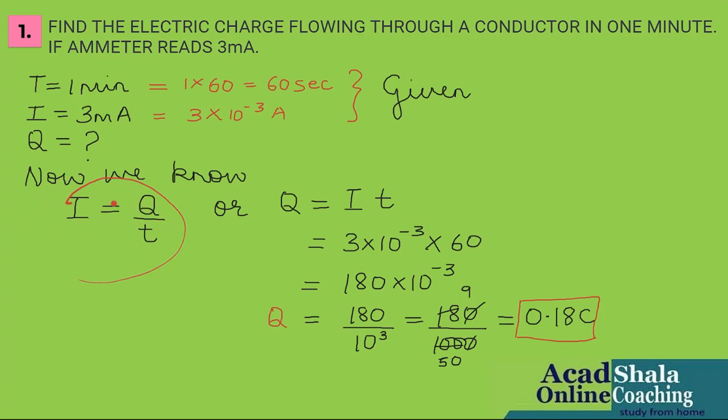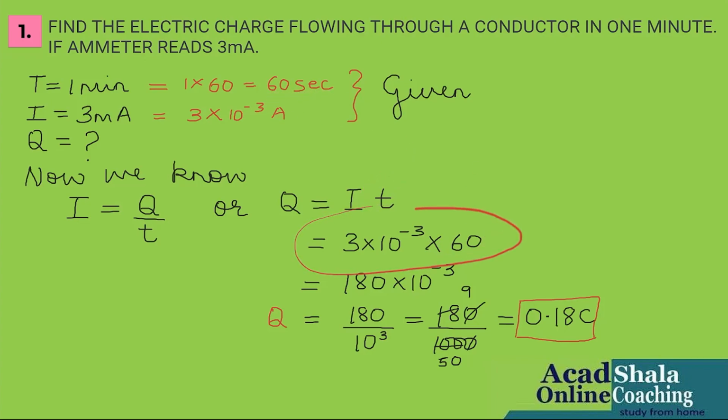Now, if I know this formula, I can take out what I have to solve in the numerical from my formula. So, if I know that I is equal to Q upon T, I will find that Q is equal to I into T. So, I have made this my new formula from my original formula. And then after this, I will put in the values which I have taken out. So current is 3 into 10 to the power minus 3, multiplied by 60. This I have taken out over here, 60 seconds.